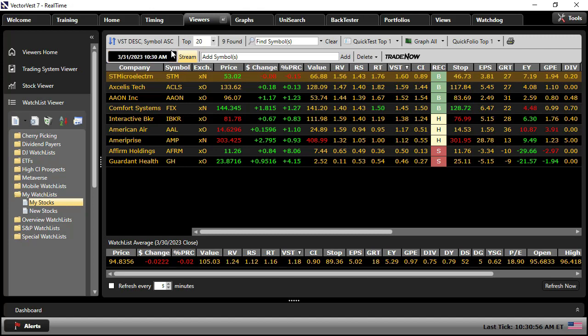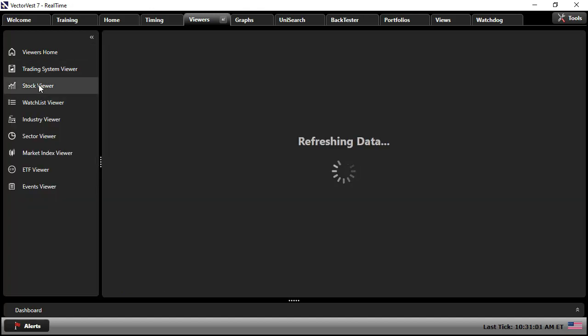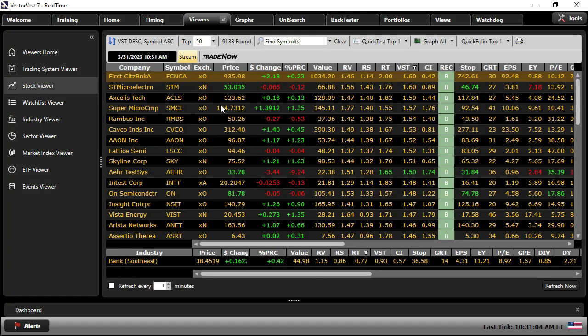So if I go back up to the stock viewer, I'm going to go ahead and take a look, and I'm going to look at the top ranked stock currently in the stock viewer page. This is out of 9,100 stocks. The highest ranked VST stock in there right now is First Citizens Bank, right? The A shares. So FCNCA, I'm going to go ahead and add that to my watch list.